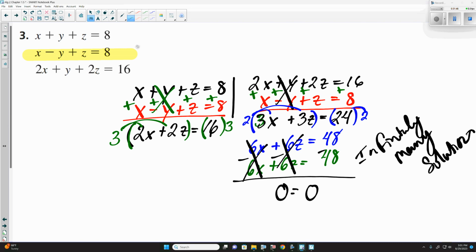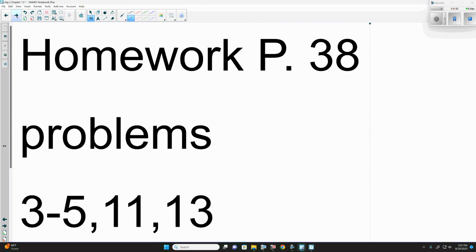Yes, there will be some with one solution if we actually get values for x and y. They don't just cancel completely out. And that's it.